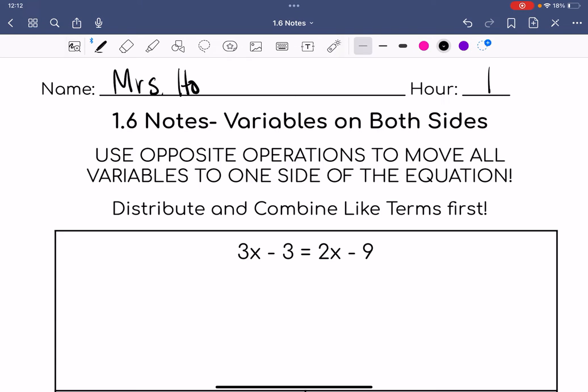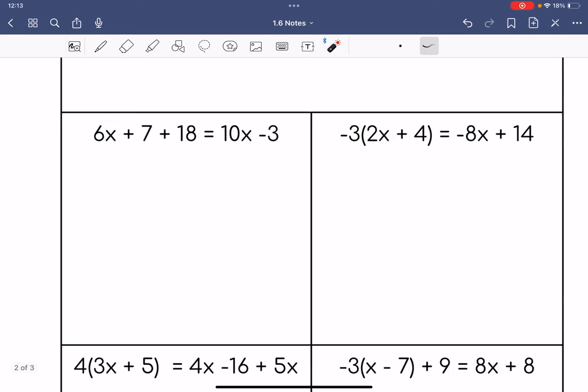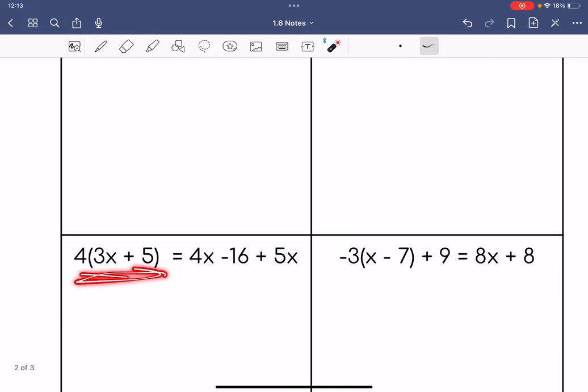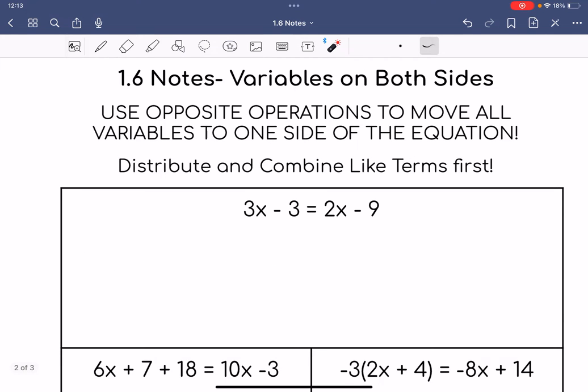We are looking at equations today that have variables on both sides of the equal sign. So if you notice here, we've got a 3x minus 3 here and a 2x minus 9 here. So far, we've only seen equations that have variables on one side or the other. If you move down here, we've got 4 times 3x plus 5 down here. We've got 4x minus 16 plus 5x. So we've got x's in 1, 2, 3 places on this one. Before we can solve for x, we have to move all of our variables to one side of the equation.